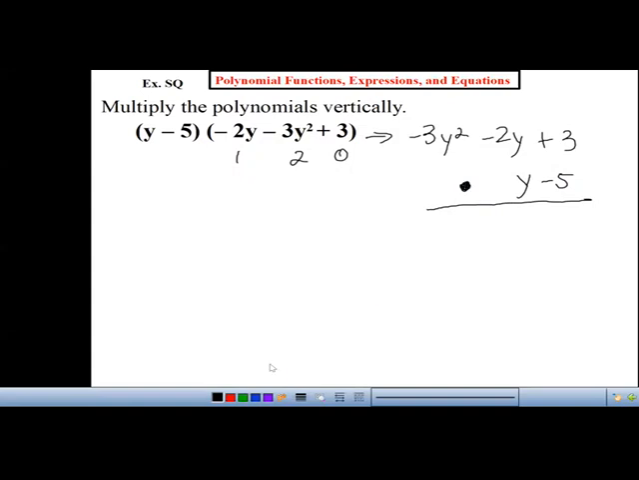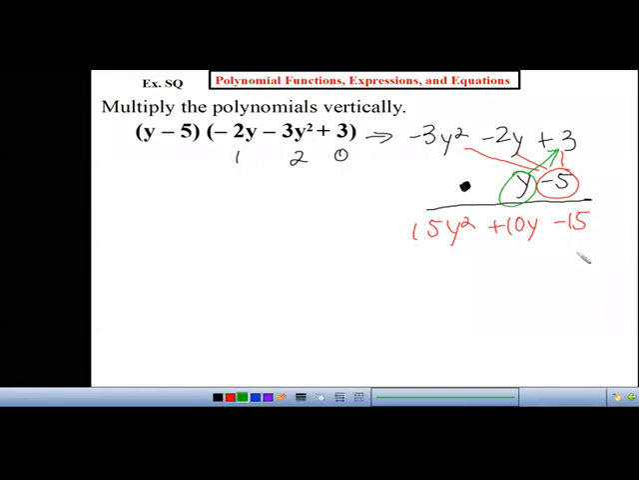Okay. All right. So then from there, we multiply the first term times all 3 terms over here. So that should give us negative 5 times 3, negative 15. Negative 5 times negative 2y, that's positive 10y. Negative 5 times negative 3y squared, that's 15y squared. Now from the second term, say I go y times 3. Now check this out. Some of you might have already made a mistake. Y times 3 is 3y. If you wrote it here, it doesn't go there. It goes here, positive 3y.